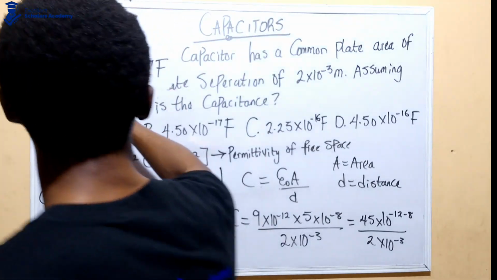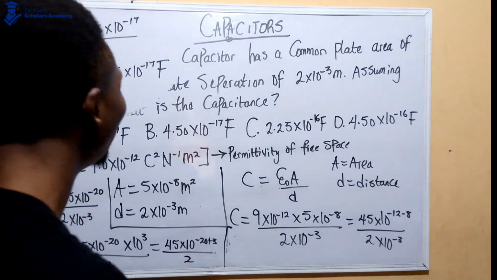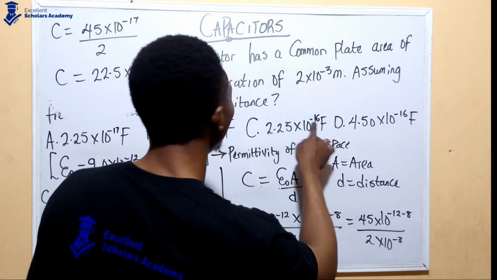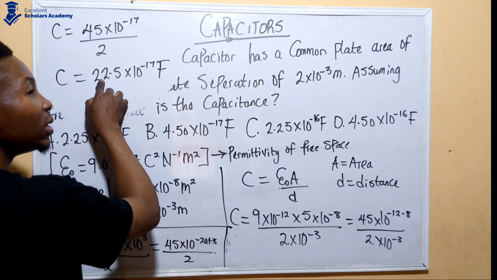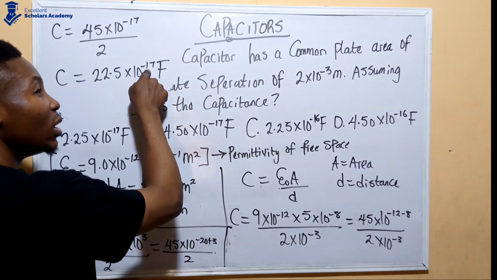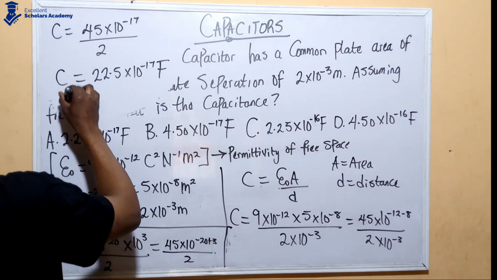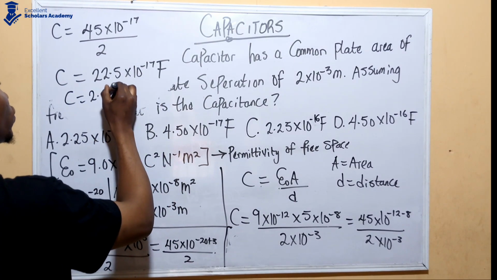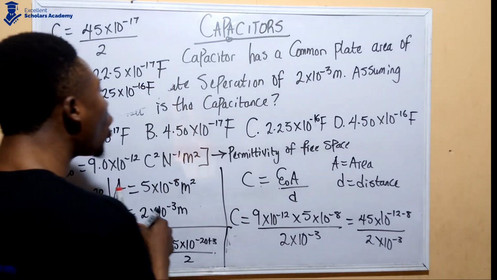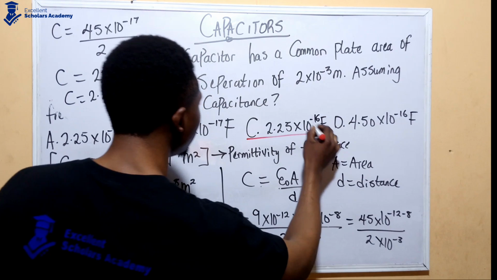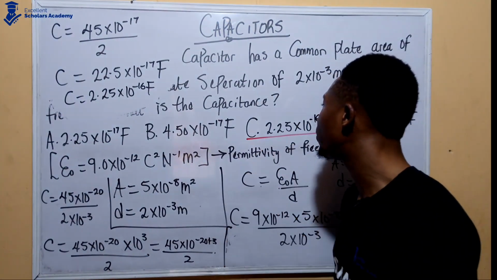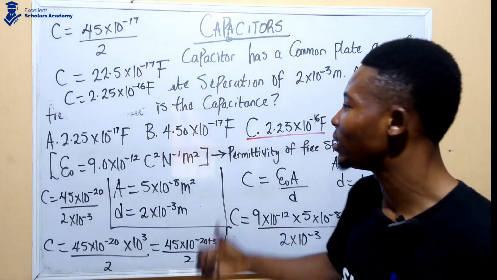So we have 22.5 times 10 to the power of minus 17. So now this is 2.25 times 10 to the power of minus 16. If I shift this forward, this is going to reduce by 1. So this becomes C is equal to 2.25 times 10 to the power of minus 16 farad. So option C is our answer. Alright, so that's the answer to this question: 2.25 times 10 to the power of minus 16 farad.